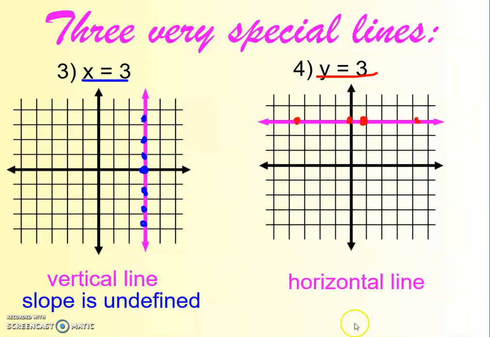And this horizontal line has a slope that's 0. Just 0 slope. It is totally flat. Whereas this line, the slope is undefined. It's so steep, we can't define it. Now there's another very special line.